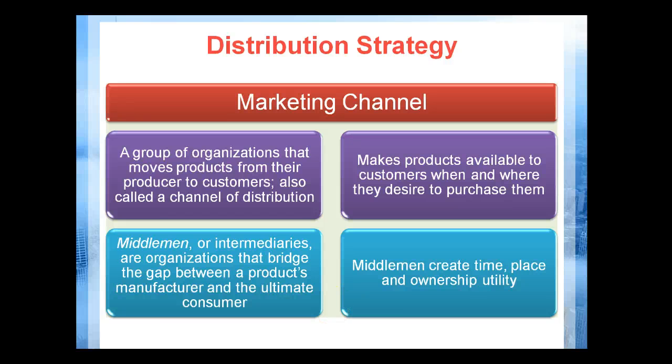The distribution strategy is about how we get the product to the individuals who want it, need it, and are willing to pay for it. The marketing channel is a group of organizations that move products from the producer to the customers, and it's called the channel of distribution. Again, it's just physically moving that product from point A to point C, the individuals who are going to use it and pay for it. It makes the product available to customers when and where they desire to purchase it.